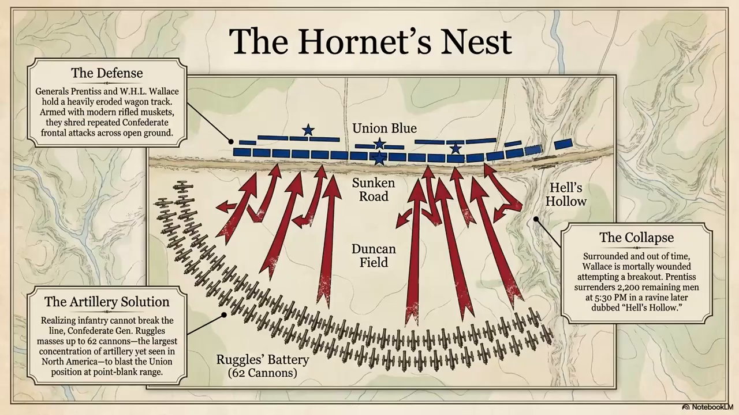Realizing infantry alone cannot shatter this line, Confederate General Ruggles unleashes an artillery solution, massing 62 cannons, the largest concentration of artillery yet seen in North America, to blast the position at point-blank range. This devastating bombardment forces the final collapse.